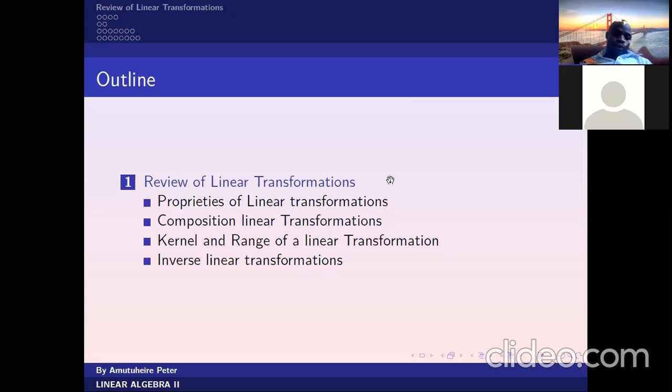We will look at 4 sub-chapters or 4 sections. We will define the linear transformations and then look at properties of linear transformations. We will look at the composition of linear transformations. We will look at what we call the kernel and the range of a linear transformation. Then we look at the inverses together with examples, and that will mark the end of chapter 1. And my plan is that in this first lecture, we should be able to end chapter 1.